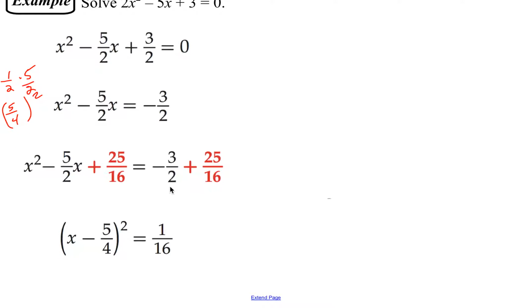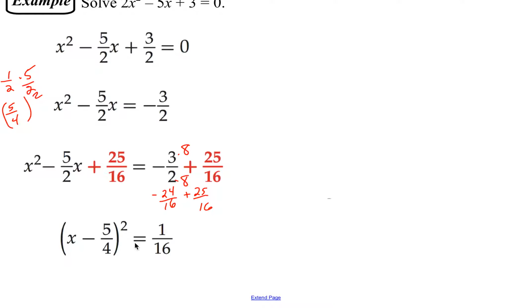You have to get a common denominator here. So you multiply by 8 over 8. Okay, and that term, if I multiply this times 8 and this one times 8, I get negative 24/8. So I have a negative 24 over 16. I said 8, but I meant 16. Plus 25 over 16 gives me a positive 1 over 16. So there's the preliminary work.